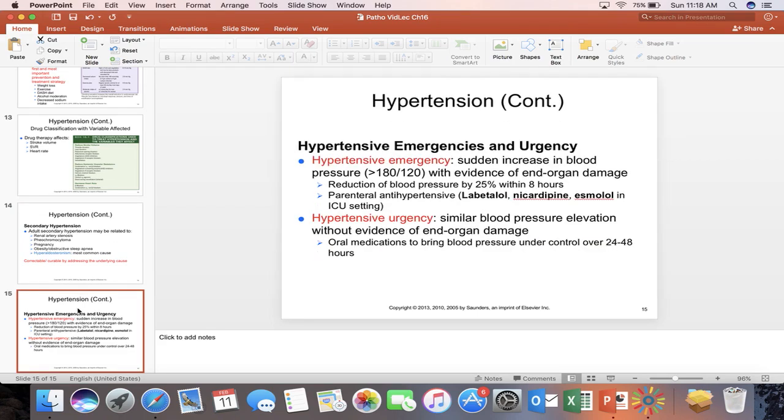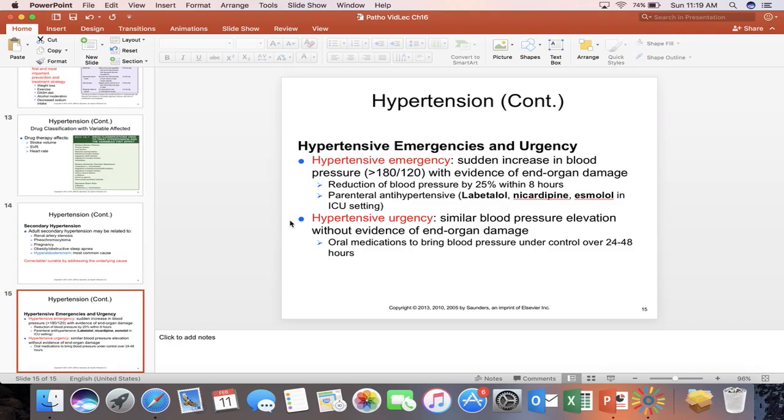The hypertension emergency and urgency. So a hypertensive emergency is a sudden increase in blood pressure that is over 180 over 120 with evidence of end organ damage. When you reduce blood pressure by 25% or more within 8 hours, you're going to use a parenteral antihypertensive medication, which is labetalol, nicardipine, or esmolol, in the ICU setting. And that is hypertensive emergency.